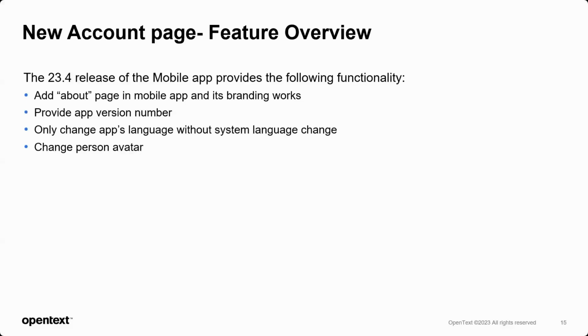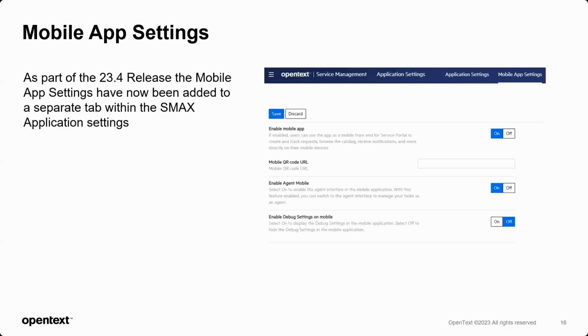As part of the 23.4 release, the mobile app settings are now being added to a separate tab within SMAX application settings. Previously, all the same settings would have been under the application settings. So there's now the new tab here, and with that, the user can then decide what actions need to be taken as far as the mobile app.